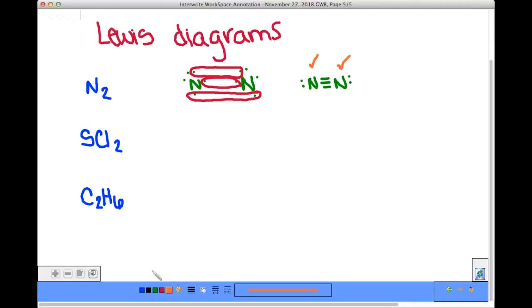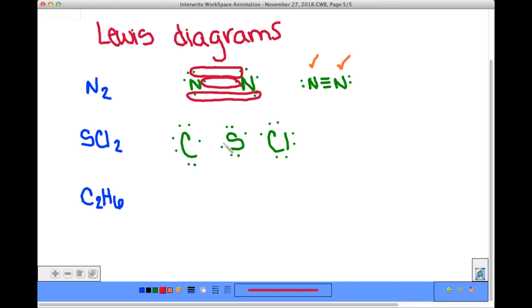Okay, let's go over here to SCl2. That would be sulfur dichloride. Again, we are going to draw our compounds. Sulfur has 6 valence electrons, and since sulfur is up front, sulfur is going to be in the middle. So we're going to have chlorine on the outside, and chlorine has 7 valence electrons. And then I'm going to draw another chlorine over here, and that chlorine has 7 valence electrons as well.